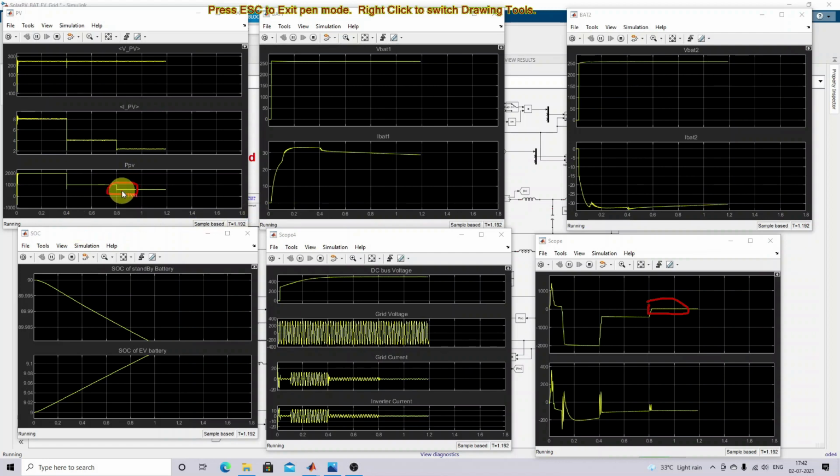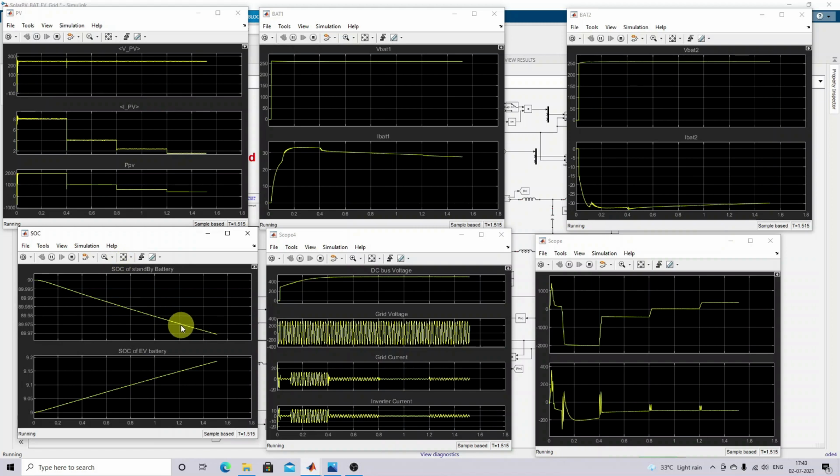So for changing irradiation condition, we check the results now. So now you can see that the PV power comes to less than around 200 watts, right? So now you can see that the grid now goes to supply. That means the grid now supplies power to the DC bus. Okay, here you can see that the grid power goes positive. That means we are taking power from the grid. Still the standby battery is discharging, and the EV battery is in charging mode condition.